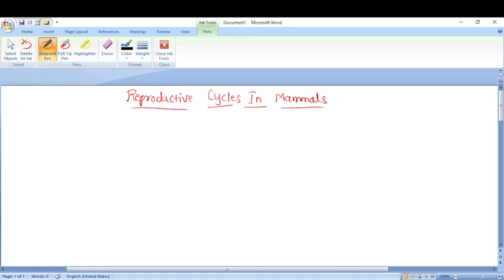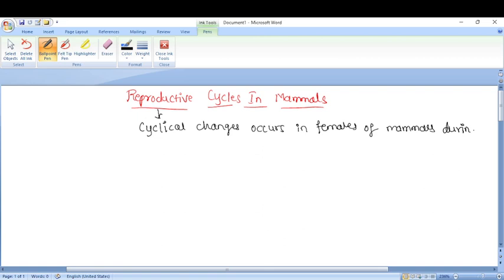Here I am going to discuss reproductive cycles in mammals. First we'll see what we mean by reproductive cycle. A reproductive cycle is a collective name for cyclical changes that occur in females of mammals during their reproductive phase.